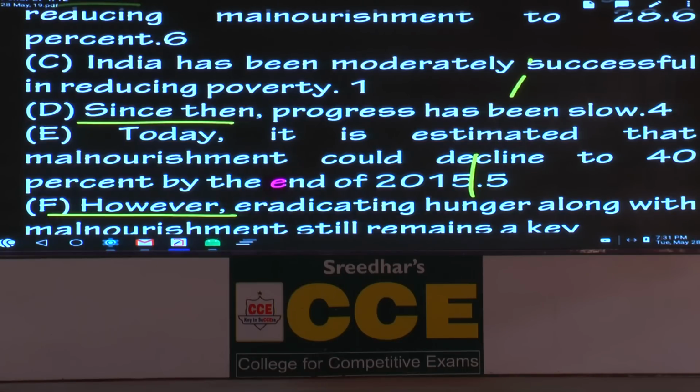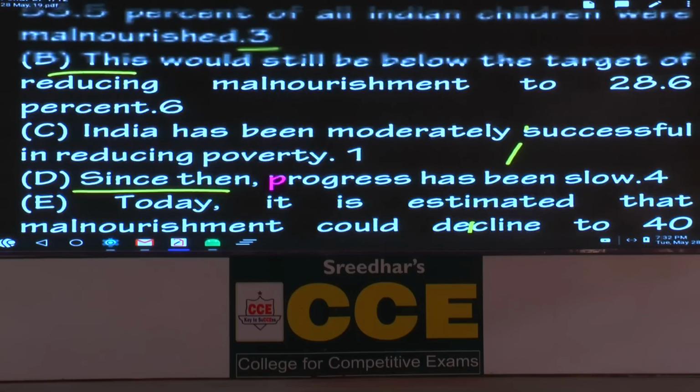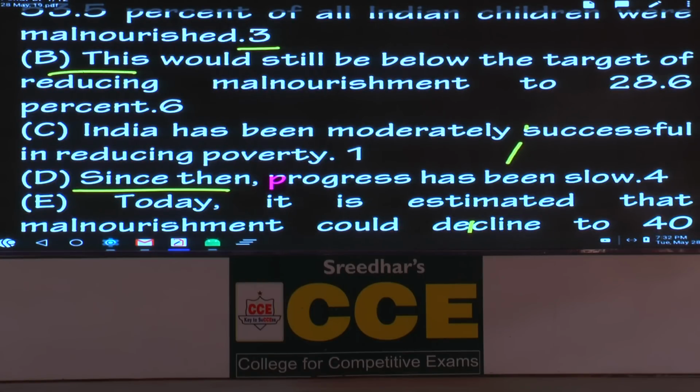And what is the fifth sentence? Since then talks about the past, then it comes to the present. Today, it is estimated that malnourishment could decline to 40% by the end of 2015. But it talks about what is the concluding sentence. What is the last sentence? B is the last sentence. This would still be below the target of reducing malnourishment to 28.6%. So, what is the correct order? C, F, A, D, E, B. This is the correct order.